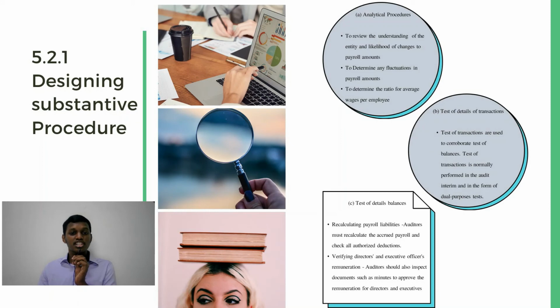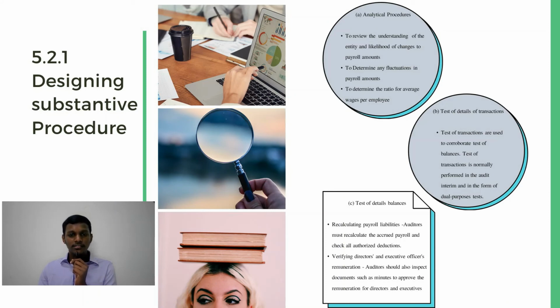Next, this section discusses designing of substantive procedures for payroll transactions. The types of substantive procedures are analytical procedures, test of details of transactions, and test of details of balances. Analytical procedures are planned to confirm expectations and are performed in 3 stages. First, to review the understanding of the entity and likelihood of changes to payroll amounts. Second, to determine any fluctuations in payroll amounts. Third is to determine the ratio for average wages per employee.